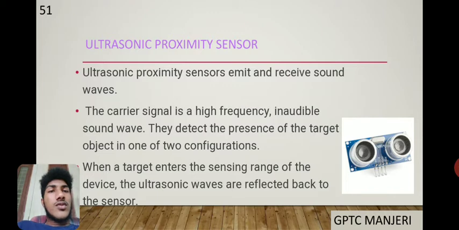Next we are going to discuss the ultrasonic proximity sensor. An ultrasonic proximity sensor emits and receives sound waves. Their carrier signal is a high frequency inaudible sound wave. They detect the presence of target objects in one of two configurations. When the target enters the sensing range of the device, the ultrasonic waves are reflected back to the sensor.